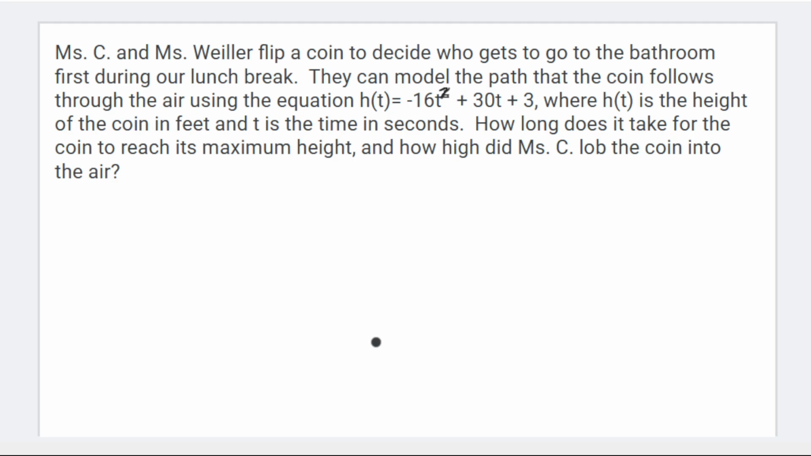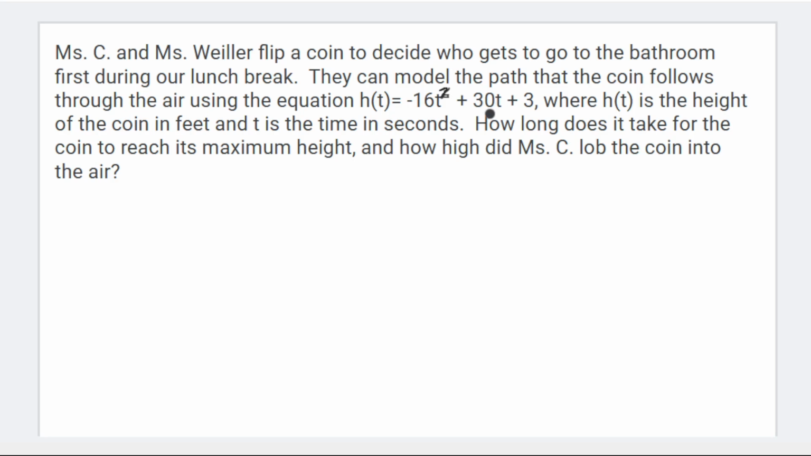They can model the path that the coin follows through the air using the equation, blah, blah, blah, right? Where h of t is the height of the coin in feet, and t is the time in seconds. How long does it take for the coin to reach its maximum height, and how high did Miss C lob the coin into the air?